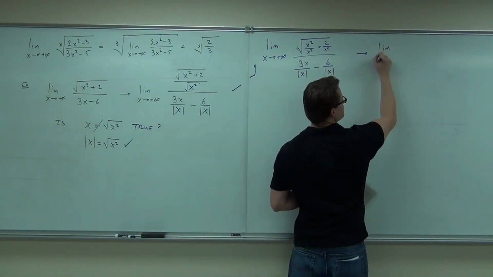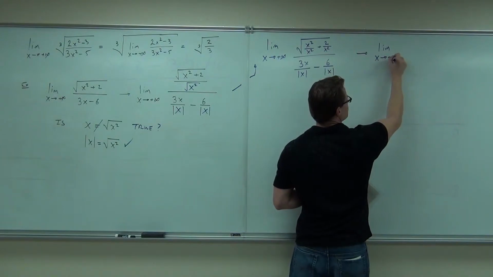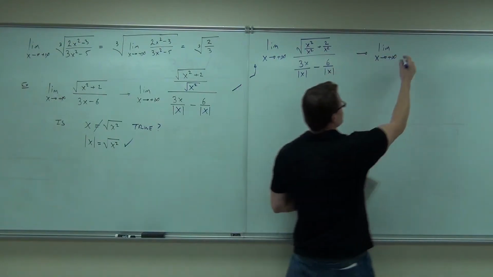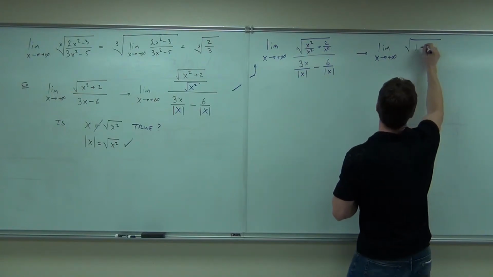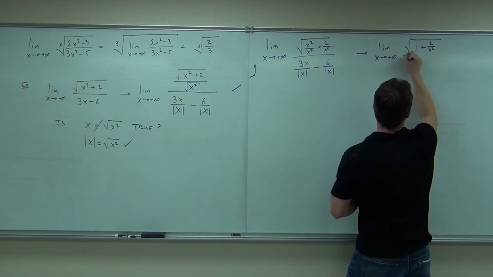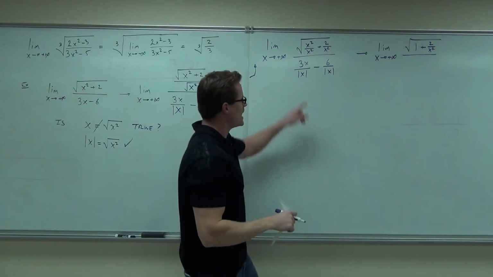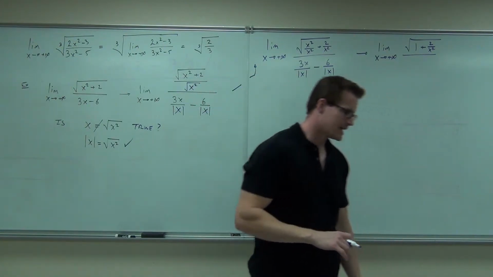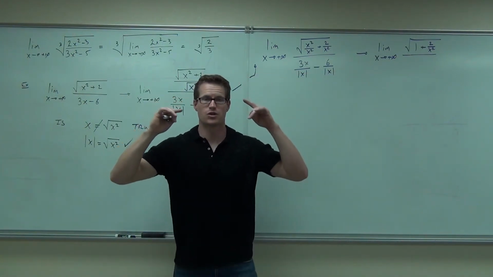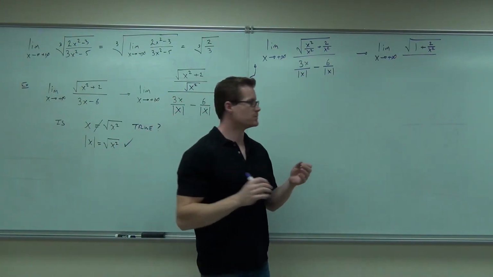Well, that's a limit. X goes to positive infinity. You're going to have the square root of 1 plus 2 over x squared. Okay. Now we got to deal with that. I need your minds to think back to what it means to be an absolute value.